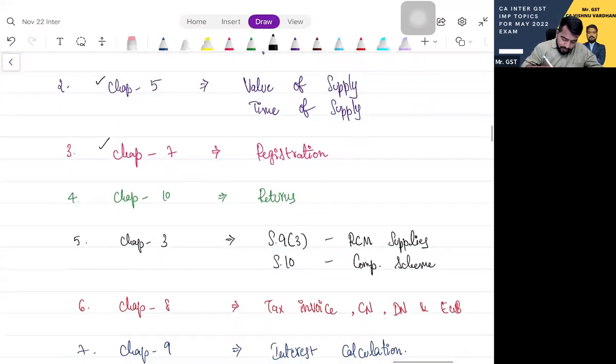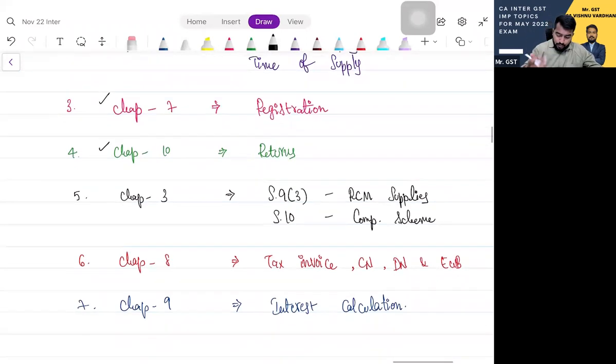And chapter number 10, returns. Make sure you are thorough with the types of returns, their due dates, and the QRMP scheme. In the QRMP scheme, there are different due dates, so please be thorough with that. And the late fees for filing these returns, you should be very thorough with. Every attempt they are testing a question from the returns chapter, so this should be your next priority.